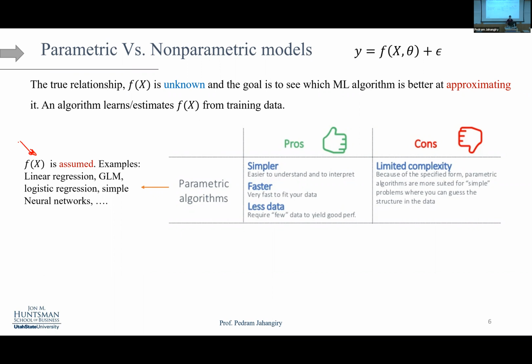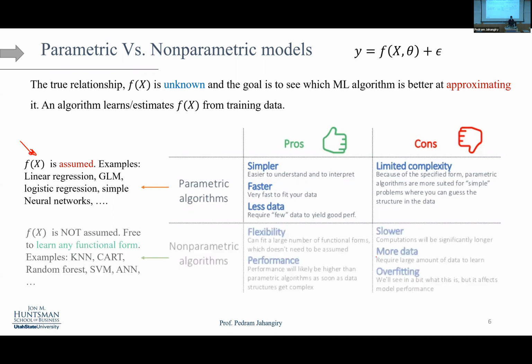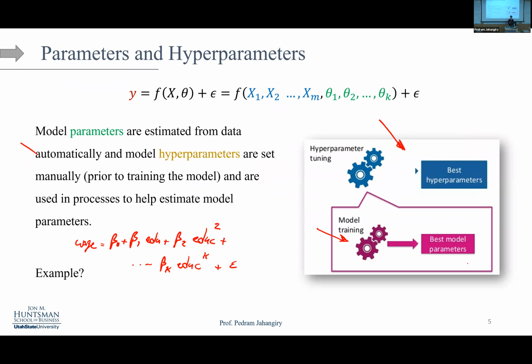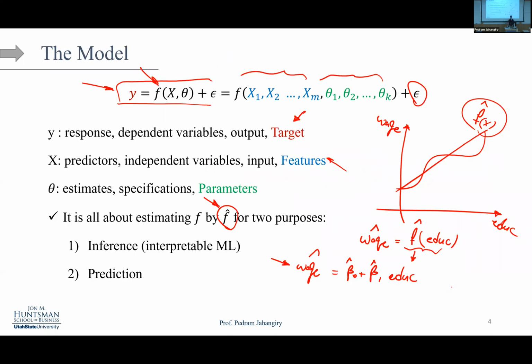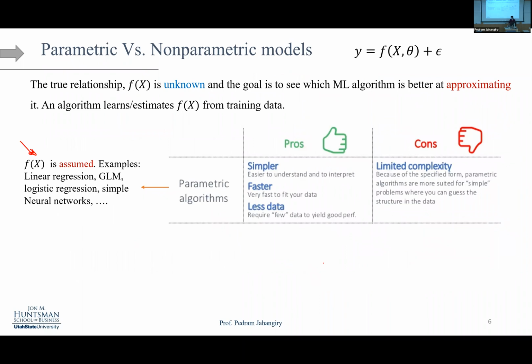So the f of x is assumed. Examples: linear regression, GLM, which is generalized linear regression, which we will see, logistic regression, simple neural networks. Neural nets are for deep learning, but basically whenever there's one layer in between, we call it a simple neural network. So does everyone understand what a parametric model is? These two things that we saw are parametric models because I'm assuming a functional form. Here I'm assuming a polynomial functional form. Here I'm assuming a linear relationship in the fit as well, though both are linear in the parameters. So what are the advantages and disadvantages of parametric models?